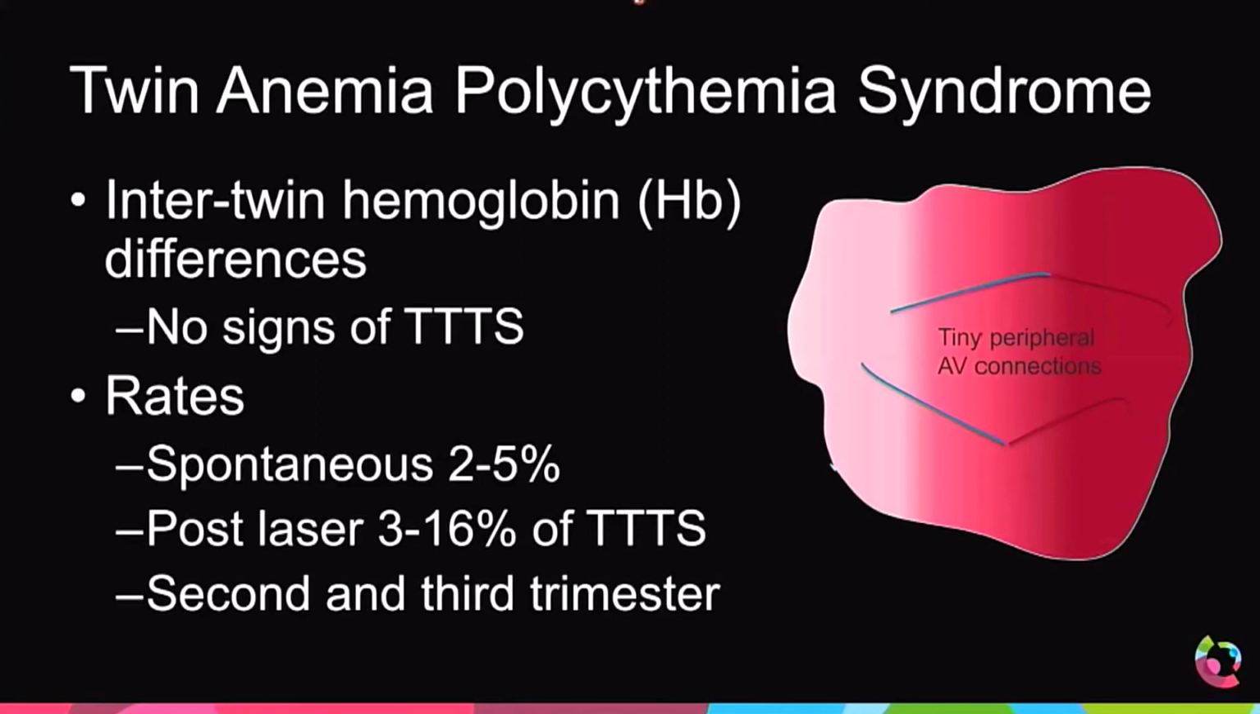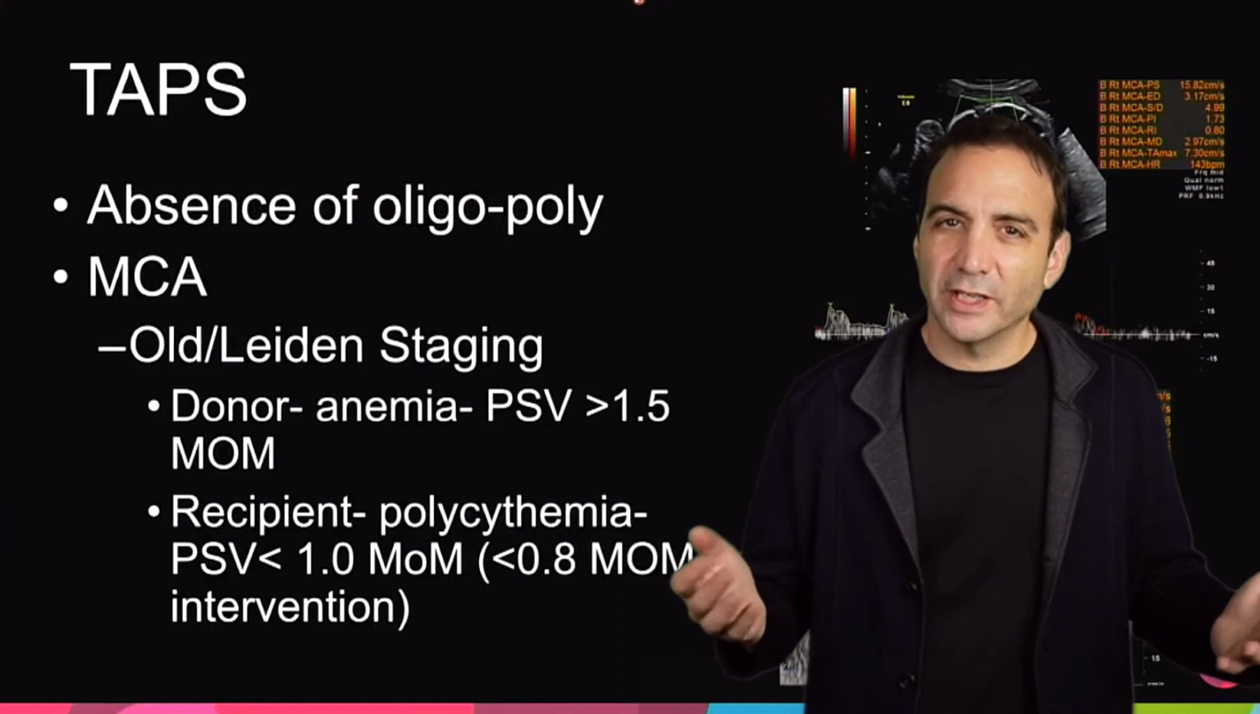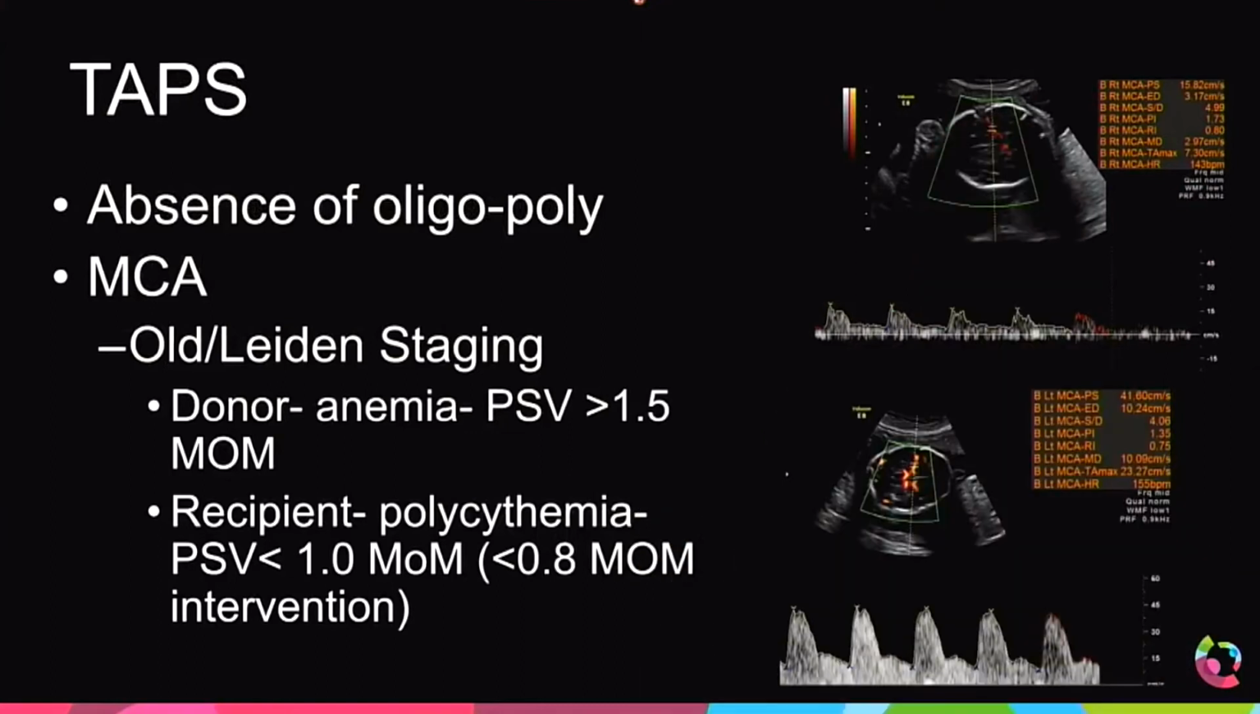We can see it spontaneously. We can also see it after laser in twin-twin transfusion, and sometimes see it in the second and third trimester. Here's the most important question. How do we diagnose it? We actually use the middle cerebral artery Doppler.